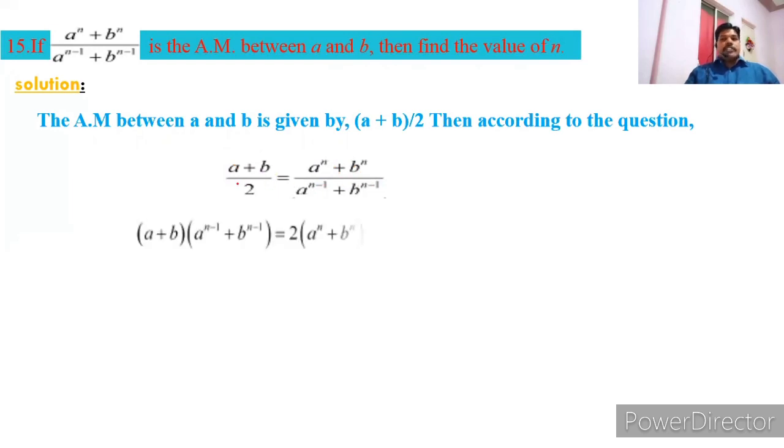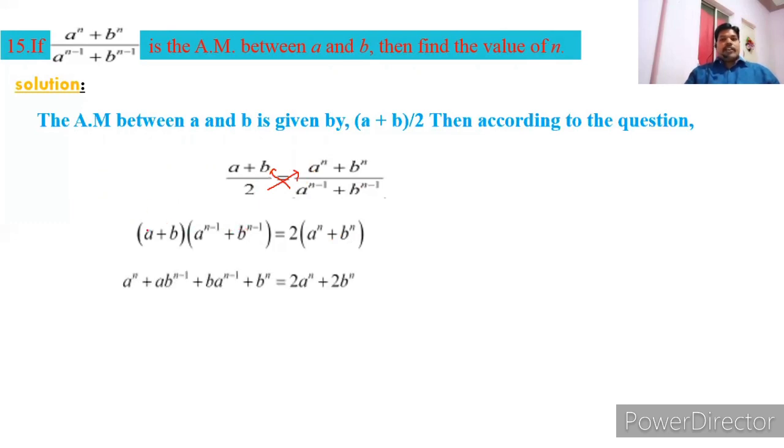So after that, just cross multiply: a plus b into, you can take this value to this side and cross multiply here. What we will get is a plus b into a power n minus 1 plus b power n minus 1, that is equal to 2 into a power n plus b power n. So multiply the terms here, what will we get?